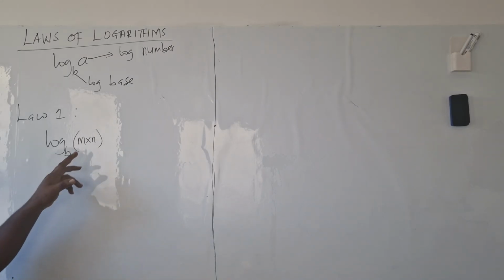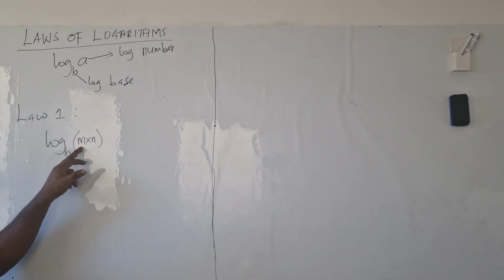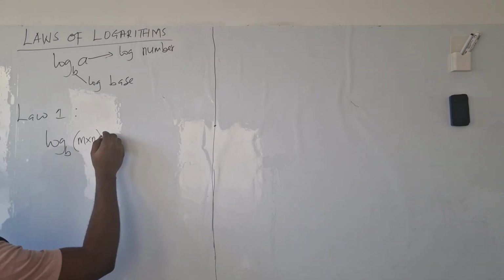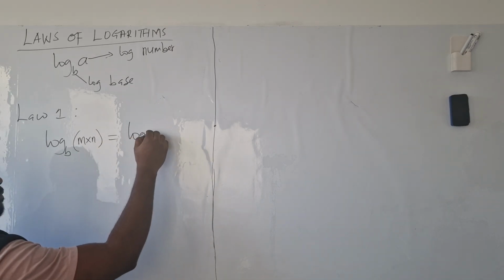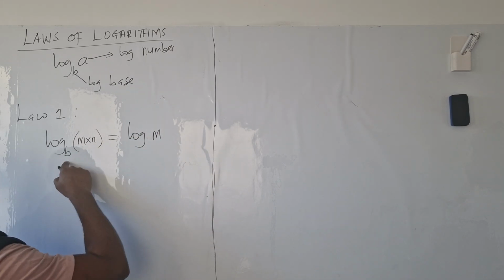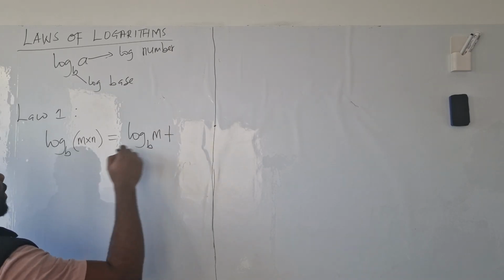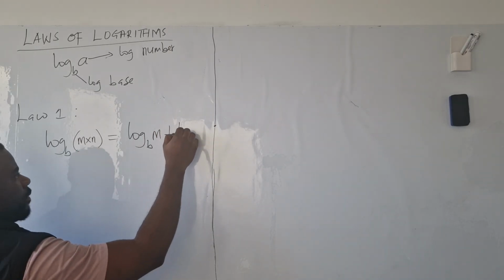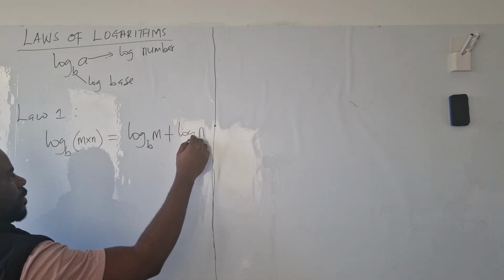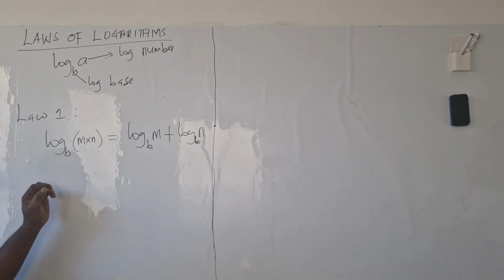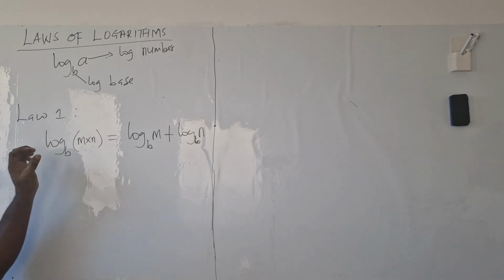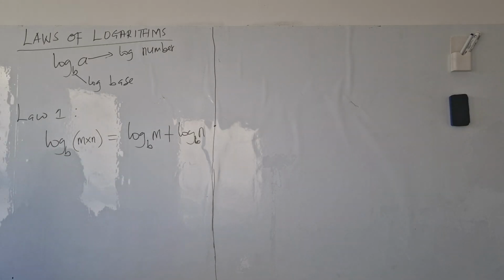Now, the law says that we can separate these two log numbers multiplying each other with an addition sign. So this is written as log of the first number m to the base b plus log of the second number n to the base b. And that's the first law. So when you have log of multiplication of numbers, we can separate those products with an addition sign. And that's the first law.